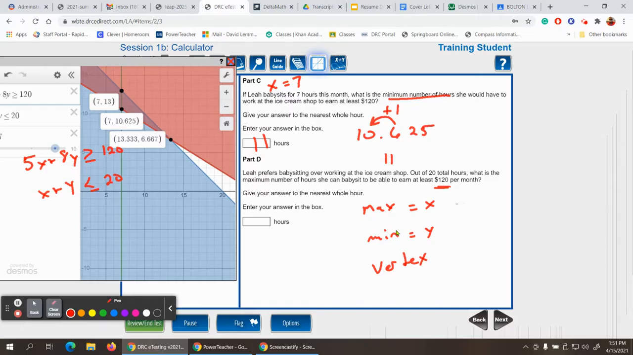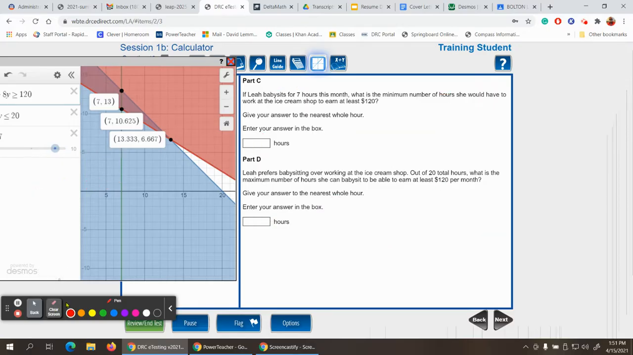So the maximum value is 13.333, 13 and a third hours. Give your answer to the nearest whole hour. The 3 goes back to 0, making this just 13. So the answer here is 13. So this would be 11, and this would be 13, right?